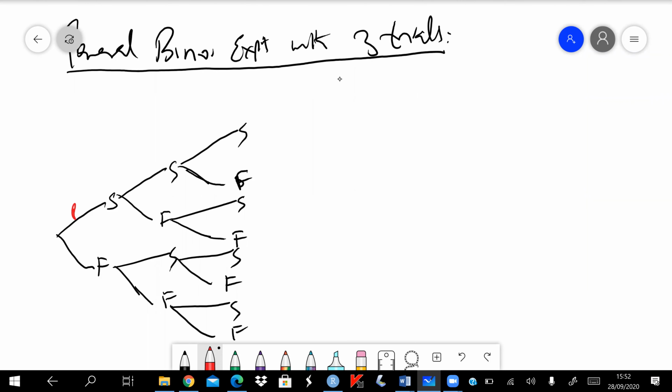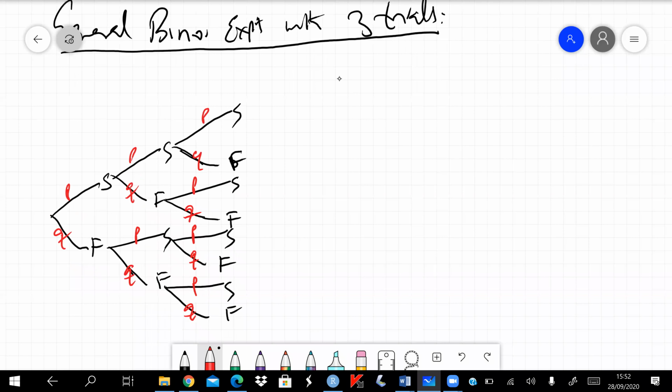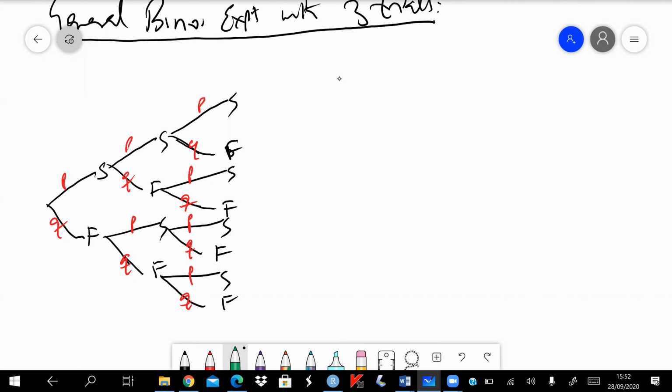So this is P, Q, P, Q, P, Q, P, Q, P, Q, P, Q, P, and Q. All right, then the sample space.